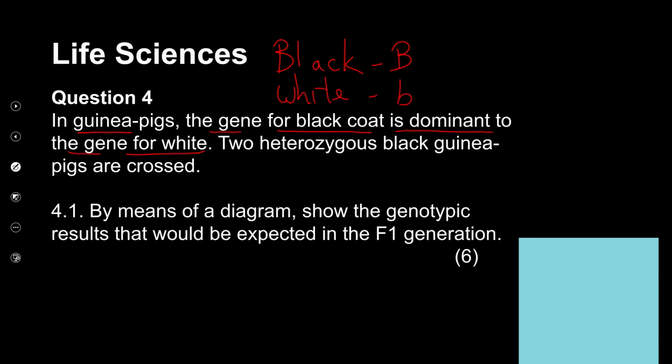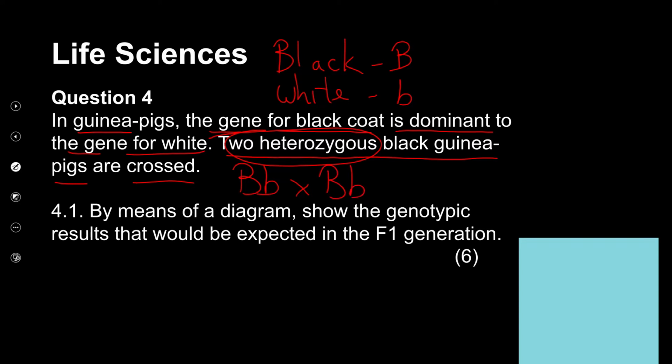Okay. Two heterozygous black guinea pigs are crossed. So again, the term heterozygous would be that. Two heterozygous black guinea pigs are crossed. Now that's very quickly establishing the genotypes of the parents. Let's read the first question. By means of a genetic diagram, show the genotypic results that would be expected in the F1 generation. And this is key, guys.